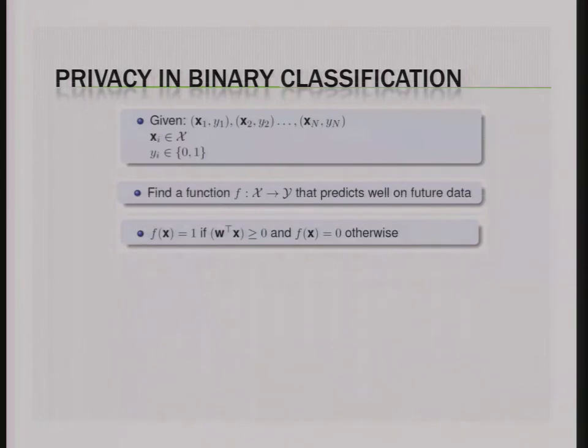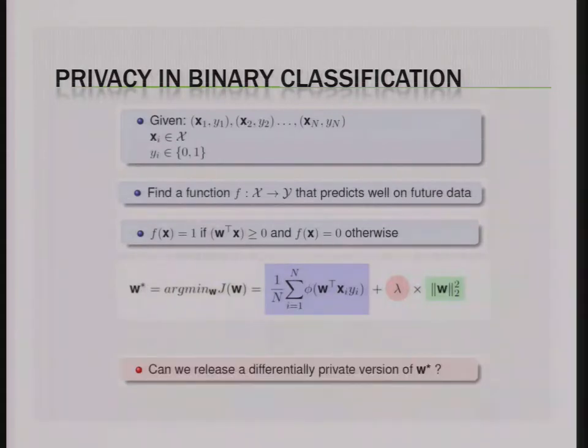So this is the function, in this case let's say it's linear and is characterized by a vector w. And this w can be obtained, for instance, by minimizing a regularized ERM objective. So the question now is, can we make this output private? Can we release a differentially private version of this output?